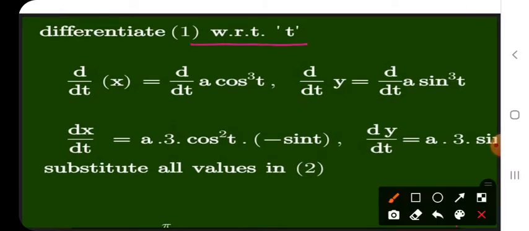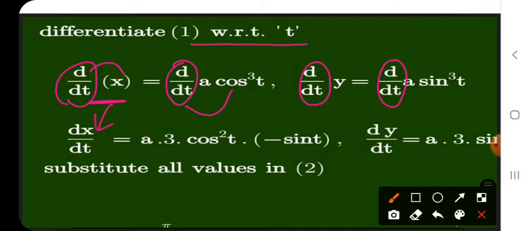Differentiate 1 with respect to t. That means I write d by dt on the first equation in x and y. See here, d by dt of x equals d by dt of a cos cube t. d by dt of x means dx by dt. Here a is a constant, so I write it outside. Cos cube t differentiation is 3 cos square t.